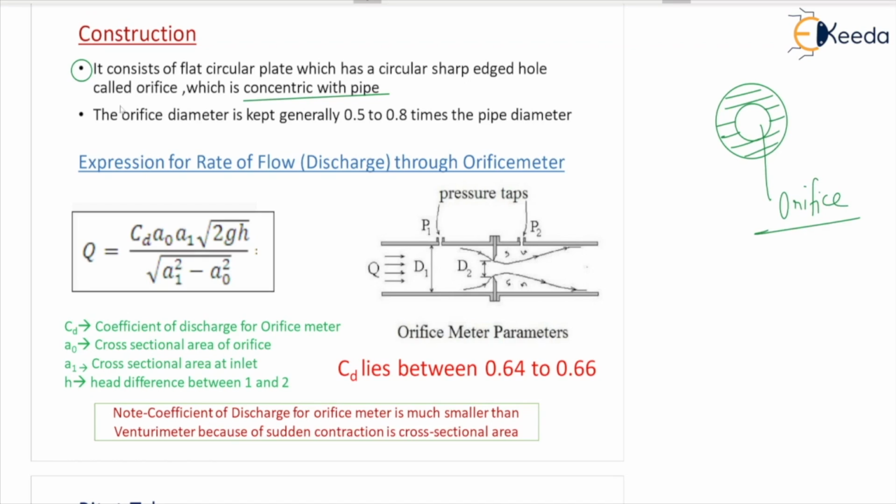So what is the diameter of the orifice? It is mentioned here. The orifice diameter is generally kept at 0.5 to 0.8 times the pipe diameter, sometimes almost half. Okay, so 0.5 to 0.8 times the pipe diameter.